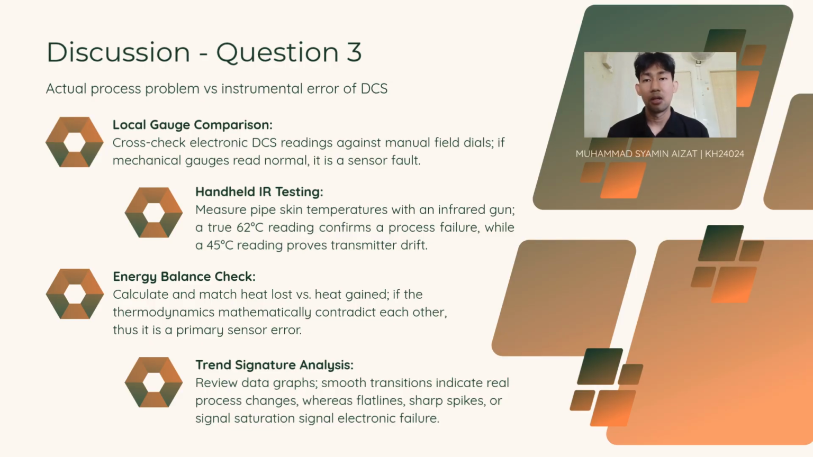And lastly, trend signature analysis. By reviewing the data graph, a smooth transition indicates real process changes, whereas flat lines, sharp spikes or sensor saturation signal electronic failure.